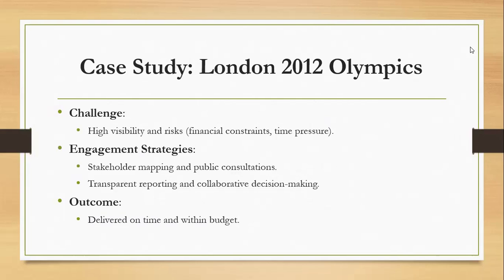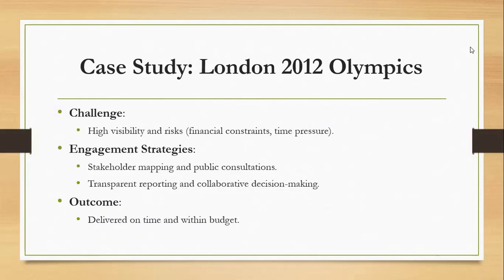The Olympic Delivery Authority used a variety of strategies to engage stakeholders. They conducted stakeholder mapping to identify and prioritize the most important groups. They also held workshops and public consultations to address concerns, especially from local communities about infrastructure and environmental impact. Transparency was key to building trust.